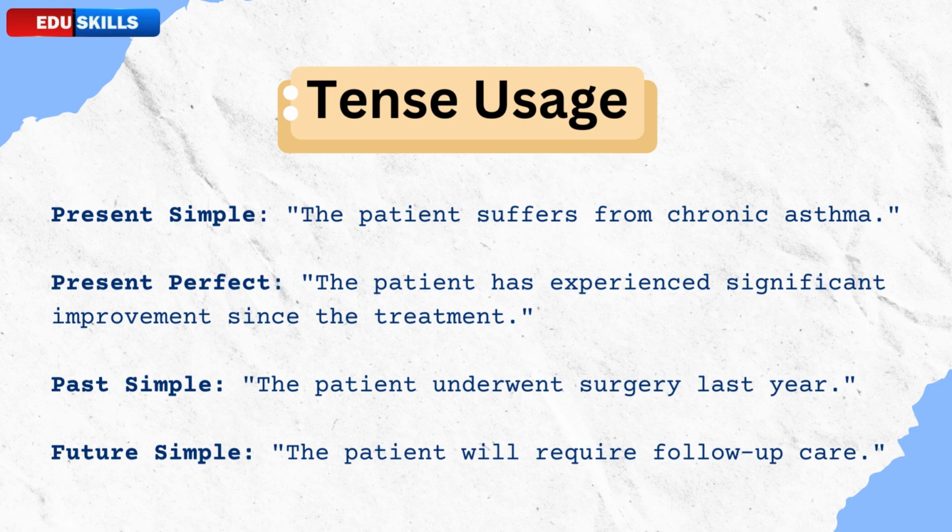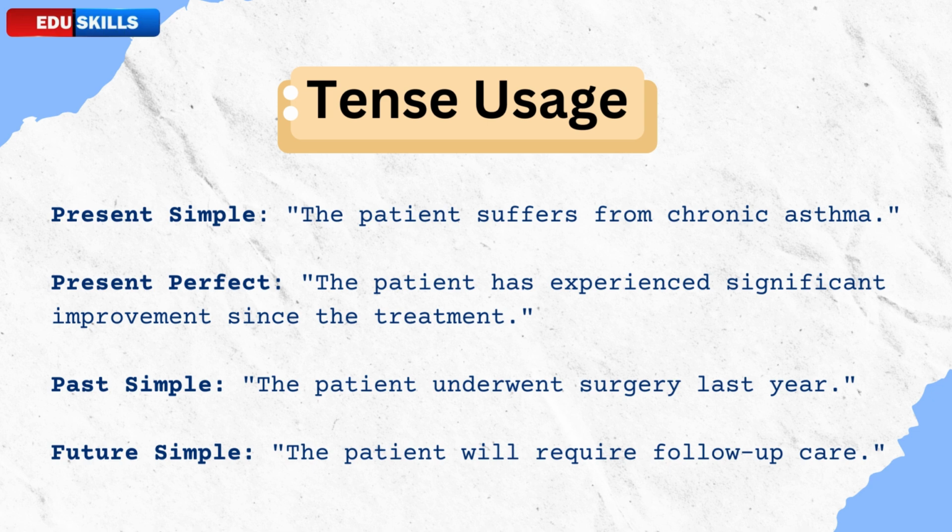Let's break down the most important tenses. Present simple. This tense is used for routine actions or general truths. For example, the patient suffers from chronic asthma. It's straightforward and commonly used when discussing a patient's ongoing condition. Present perfect. This tense connects past actions with the present. For example, the patient has experienced significant improvement since the treatment. It's perfect when you want to show relevance to the current situation.